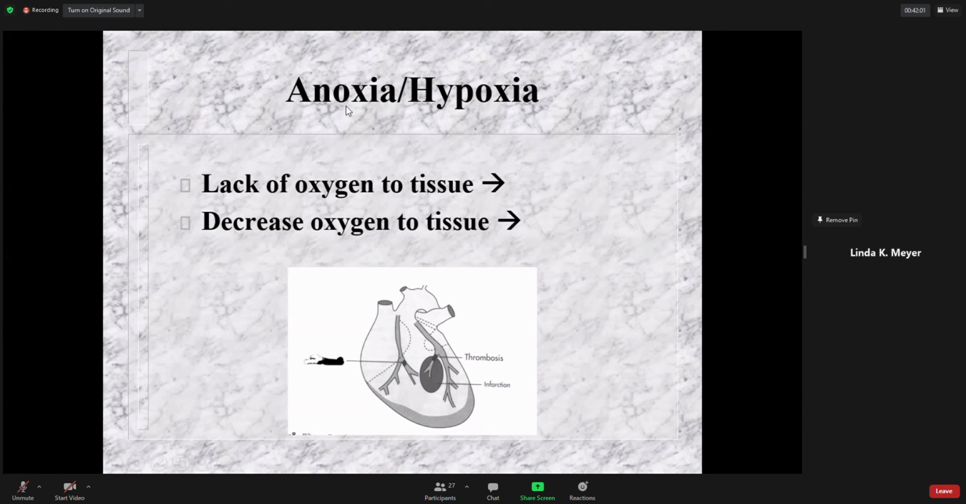Another category of injurious stimuli relates to oxygen. If you see that root word oxia, that relates to oxygen. And in order to survive, our tissues have to be properly oxygenated. Well, when there's a complete lack of oxygen, that's called anoxia. An example of this would be when the coronary arteries are blocked and no oxygen is getting to the heart muscle, and that creates a myocardial infarction.